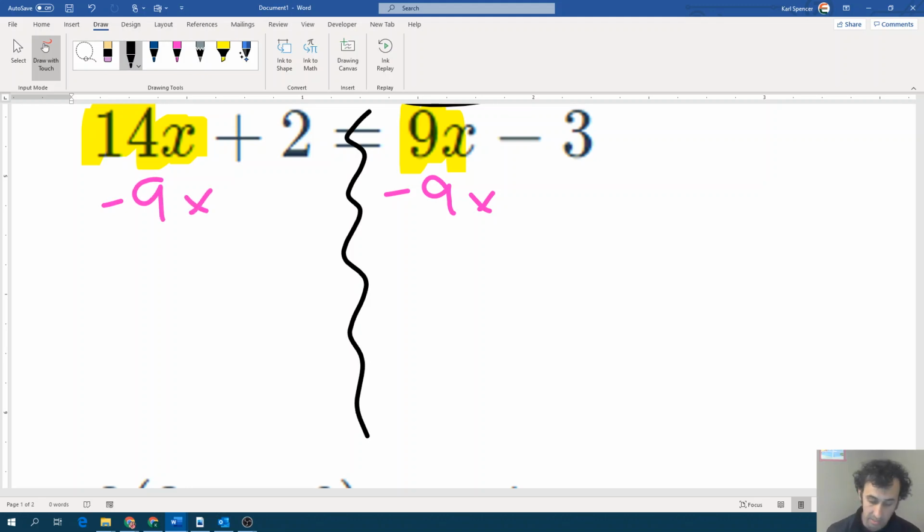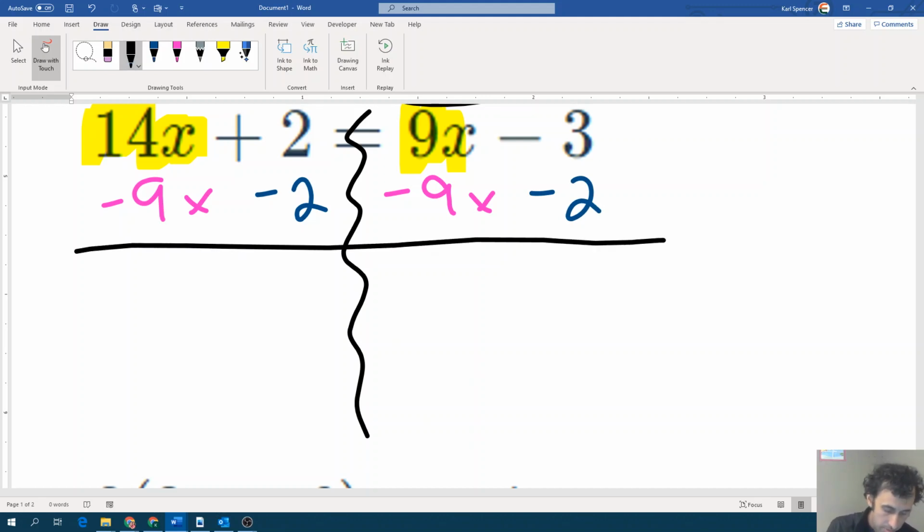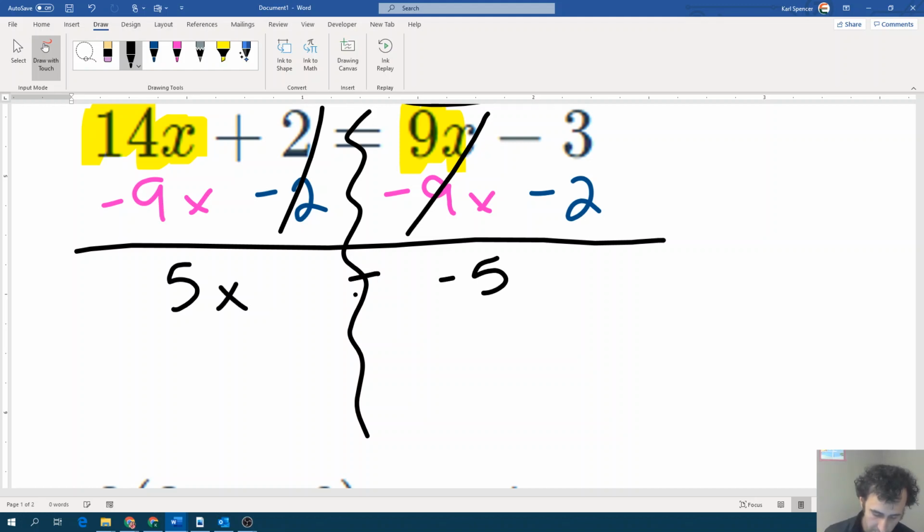So I'm going to move the 9x to the left side, and that same process, because I know I want to get the left side to have the x's, I want to move everything else to the right side. So I'm going to move that 2 to the right side. It was a plus 2. To get rid of it, I'm going to subtract 2. 14x minus 9x is 5x. 2's go away. 9x go away. Negative 3 minus 2 is negative 5.